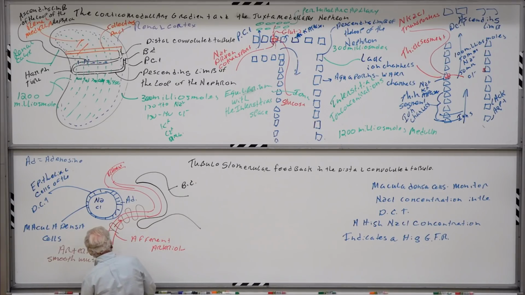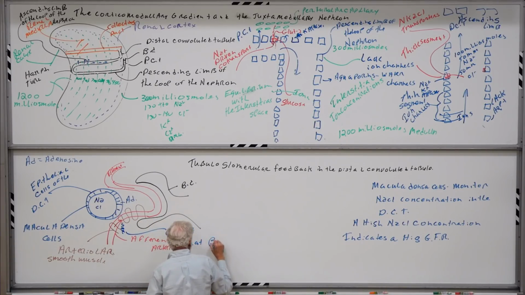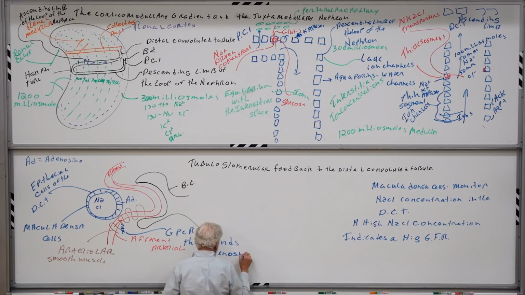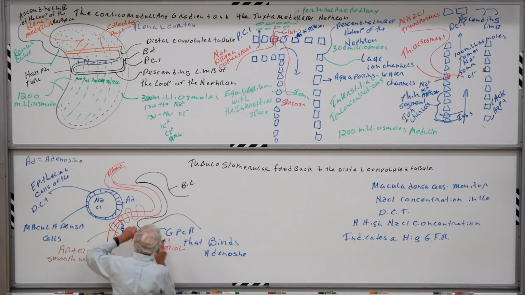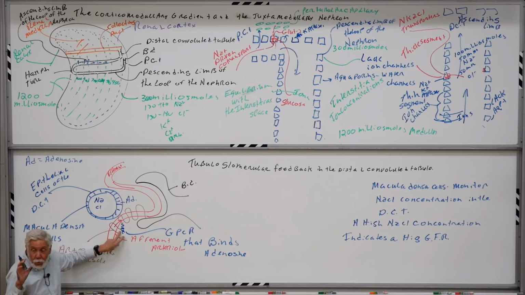will be G protein coupled receptors. This is intended to be a G protein coupled receptor that binds adenine or adenosine. So it binds adenosine, and when it binds adenosine, that signals the smooth muscle through the G protein coupled receptor to constrict.